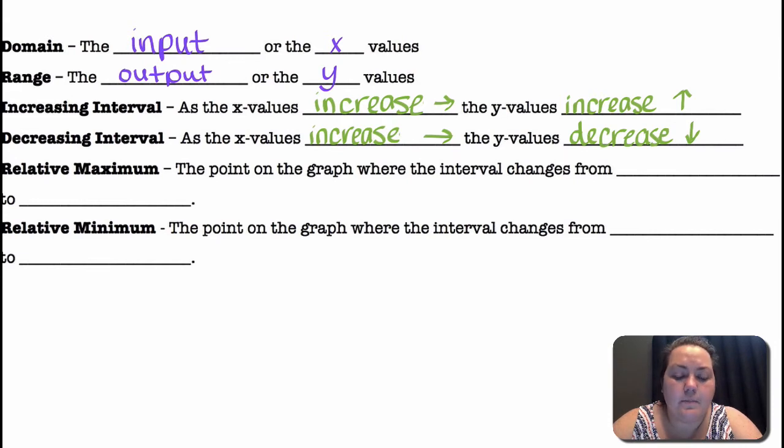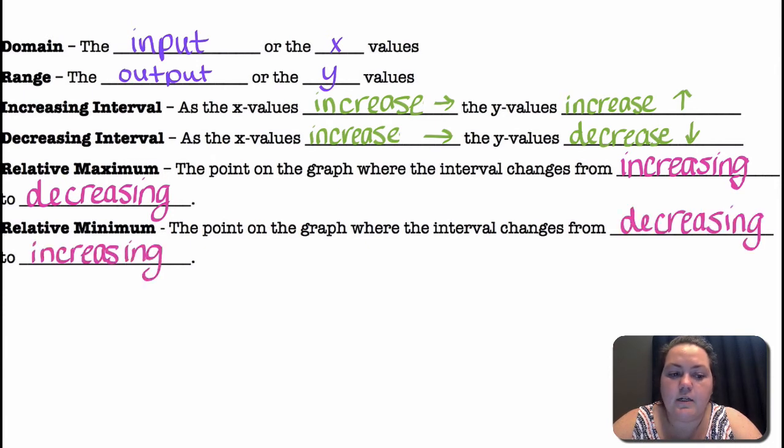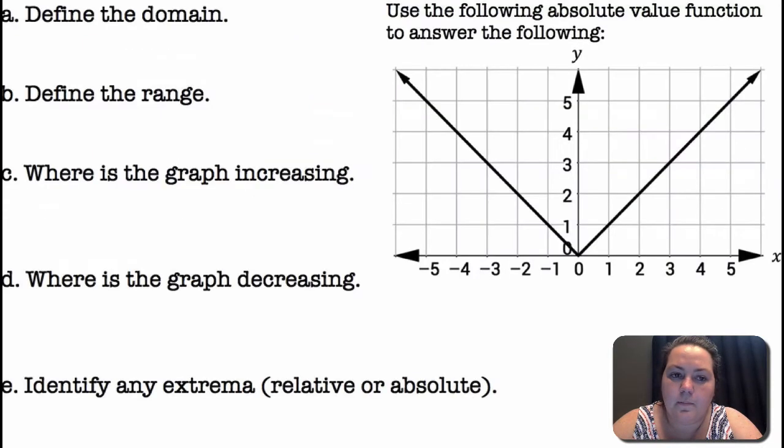Relative maximum is the point on the graph where the interval changes from increasing to decreasing. Relative minimum is the point on the graph where the interval changes from decreasing to increasing. And then those are absolute max and min if they're totally the highest point or totally the lowest point.